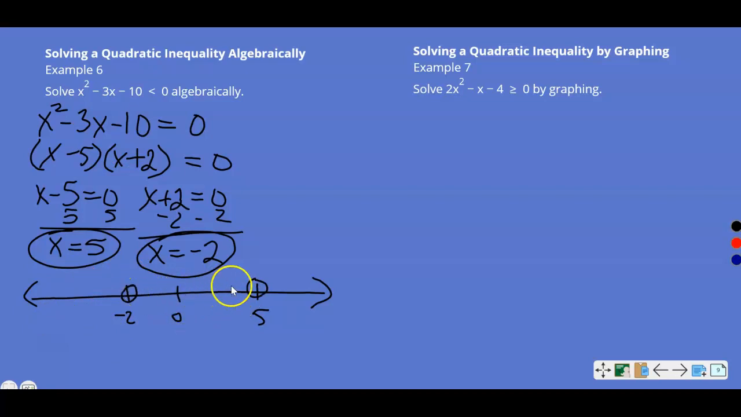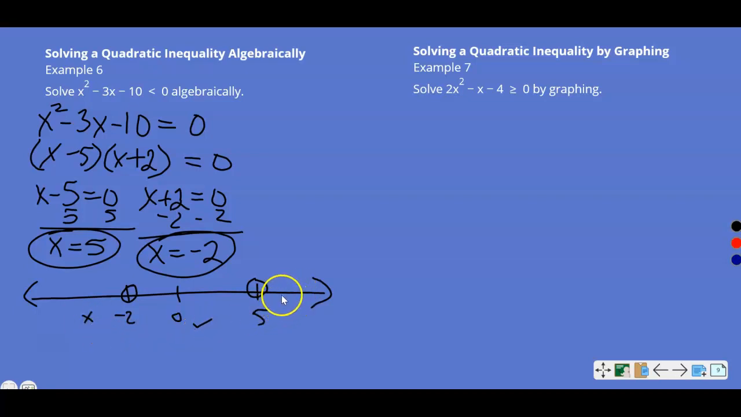And then we need to check the part in the middle, -2 to 5. Well, 0 is in between those. That's an easy number to plug in. So let's plug in 0. 0 squared minus 3 times 0. All of that's going to be 0 minus 10. Is -10 less than 0? Yes, it is. So right now, this part works. This one did not. This one works.